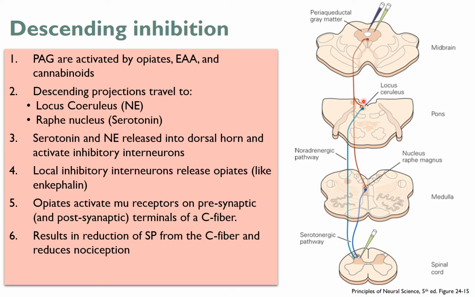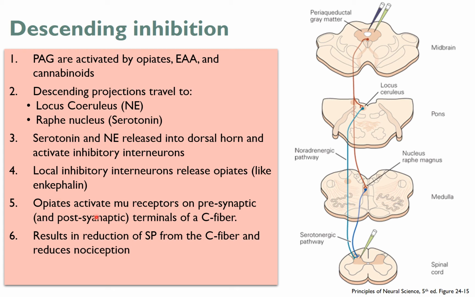So that means that we have a noradrenergic projection pathway originating from the locus coeruleus and a serotonergic projection pathway originating from the raphe nucleus. Both will reach the dorsal horn, both will activate inhibitory interneurons. Those inhibitory interneurons can release glycine, or in this case, opiates like enkephalin.